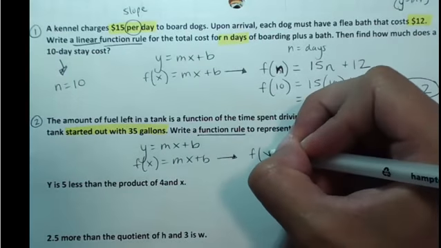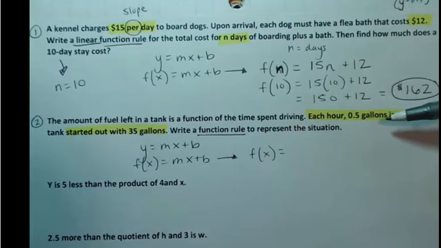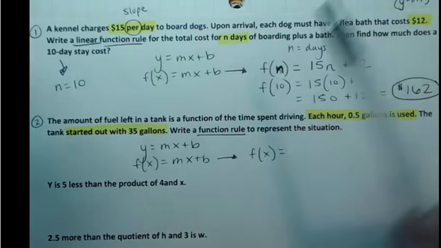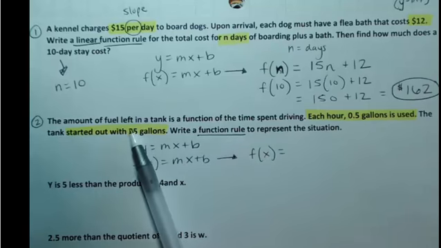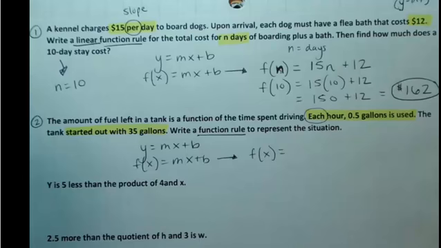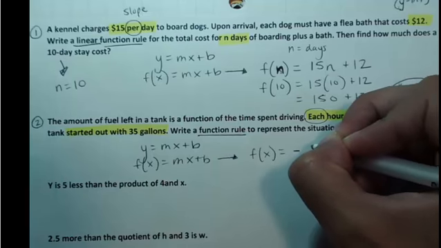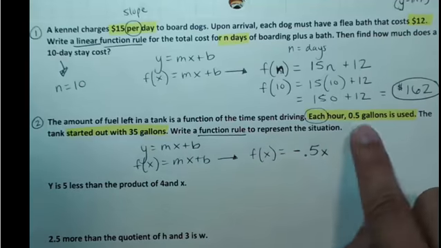So let's write our equation. F of x is the y value. Each hour, 0.5 gallons is used. So if I think about this, here's my tank of fuel. So say you're driving your car when you're 16 years old. The amount of fuel left in the tank. You use 0.5 gallons every hour. So the word each represents this is my slope. So if I use 0.5 gallons, that means I'm going to take that away from how much is in my original tank. So it should be negative here, because I'm using up 0.5 every hour.